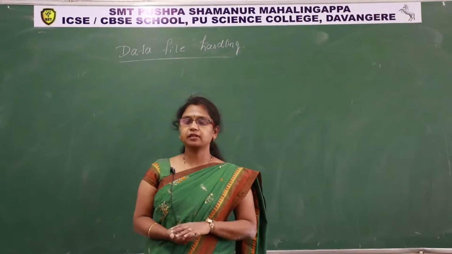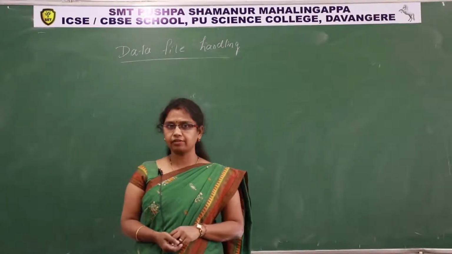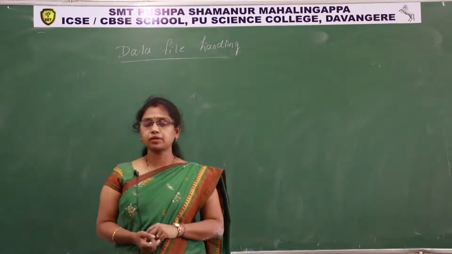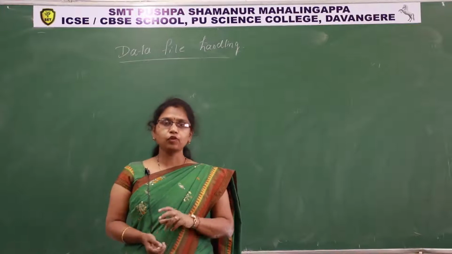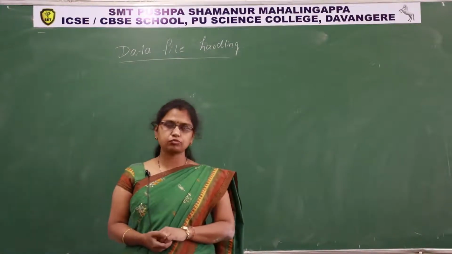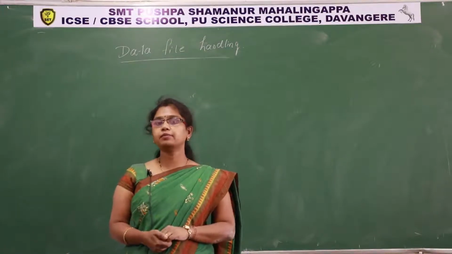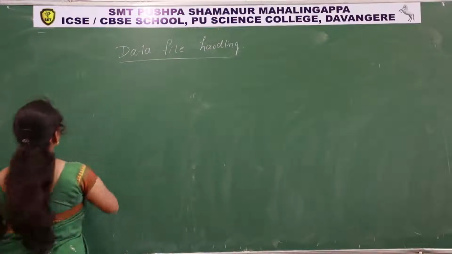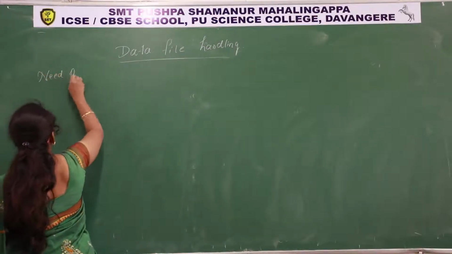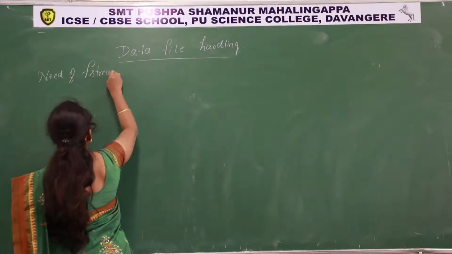Good morning, students. In the previous class we discussed features of text file and binary file. Let us understand how to open a file through C++ program. Before that, in order to deal with disk files through a C++ program, we need a header file called fstream.h. Need of fstream.h.